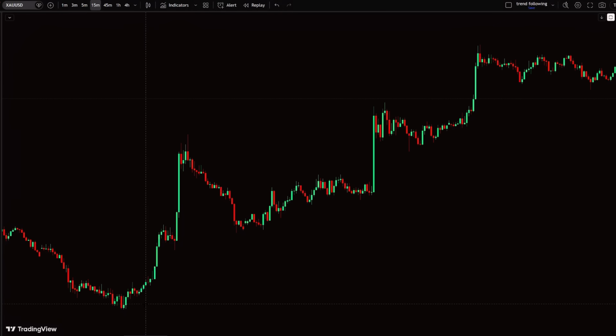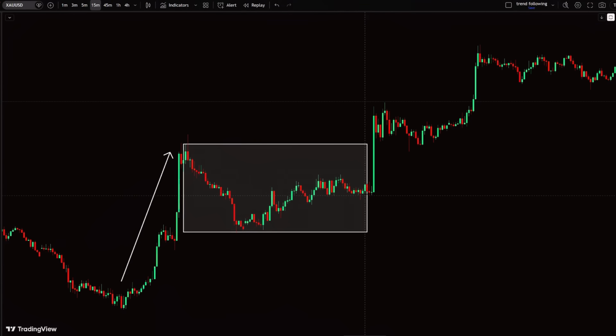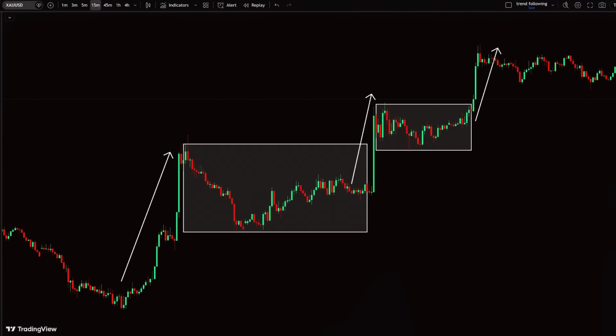Watch this move. Price starts climbing, not perfectly, but the overall direction is clearly higher. Then it pauses, it pulls back for a while, nothing dramatic, just a temporary move against the trend, and then buyers step back in and the trend continues.